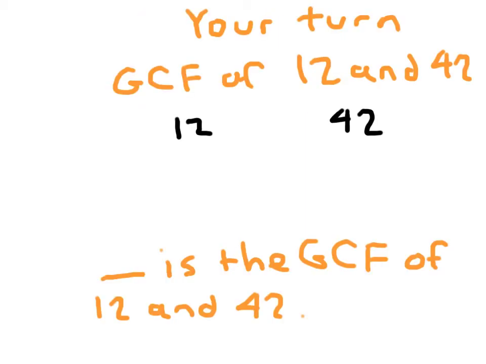Here's another one for you to try. 12 and 42. If you want to pause the video and work on another factor tree, you may. Otherwise, I'm going to go ahead and show you those factor trees in just a second. And I do want you to write this number sentence down here where it says blank is the GCF of 12 and 42. So do write out this here and pause.